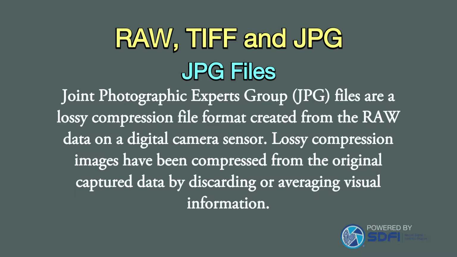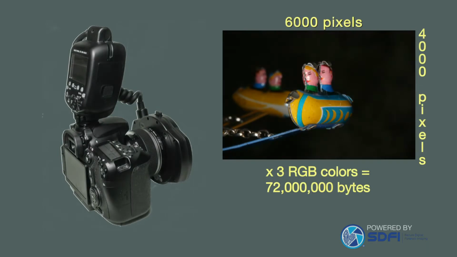Lossy compression images have been compressed from the original captured data by discarding and/or averaging the visual information. Again, the pixel values in a JPEG image will not typically match the pixel values found within their RAW files. With a 24 megapixel camera system, the math looks something like this: 6,000 pixels across the grid times 4,000 pixels up and down the grid times the 3 color values red, green, and blue to equal about 72 million bytes. This uncompressed image value is approximately a 72 megabyte image file size.